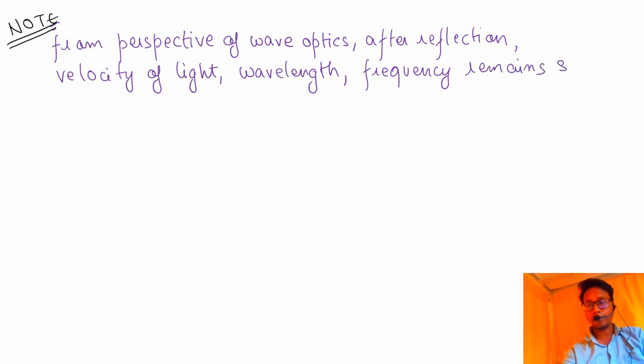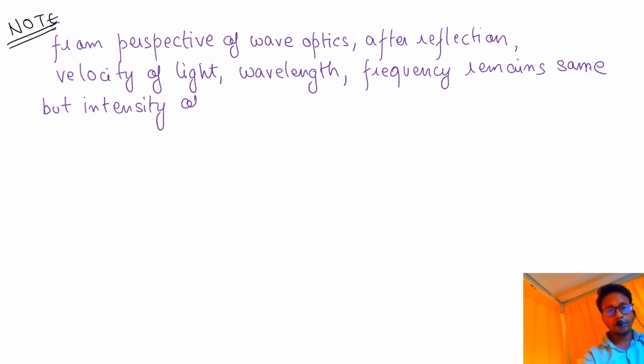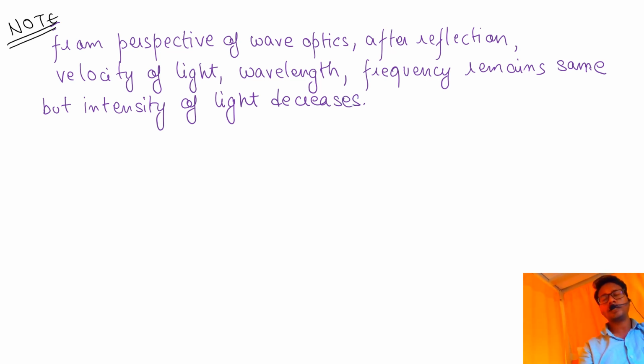They remain the same, but the intensity of light decreases. Okay. Now, what is intensity of light? What do I mean by intensity of light decreases, or why in case of reflection does intensity of light decrease?